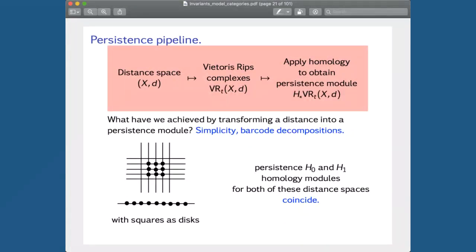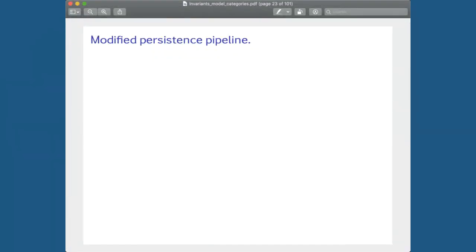So we propose a change of this pipeline: not to go all the way to the homology modules, but to stop a step earlier, at the chain complex level. Here's the slogan: persistent homology oversimplifies and forgets too much. So let's not go all the way to homology but stop a step earlier. Now here's our modified persistent pipeline.